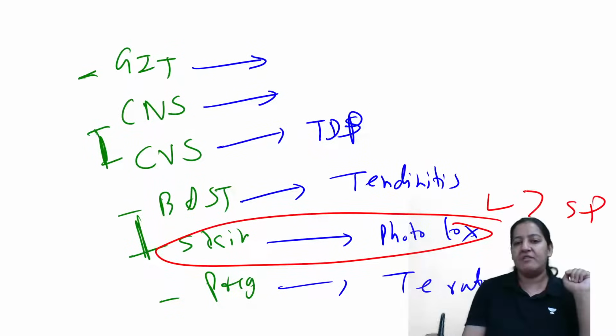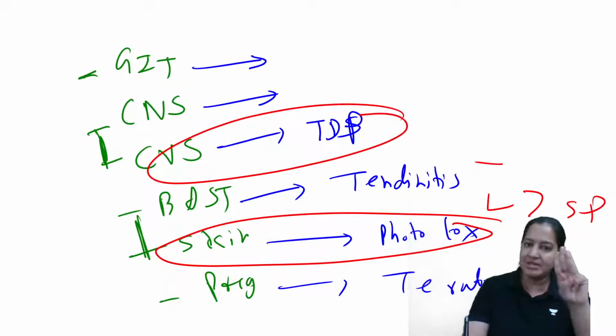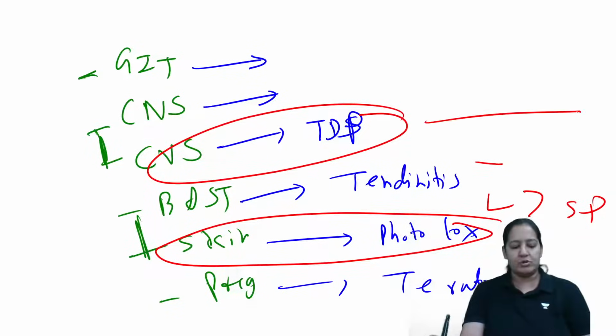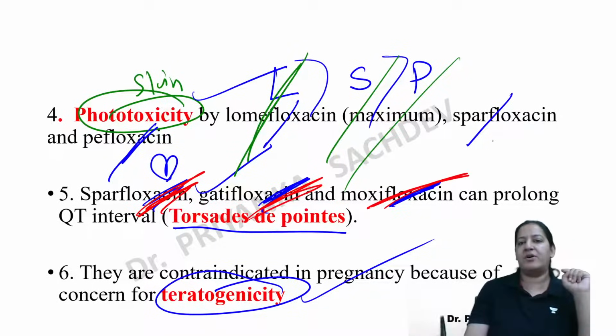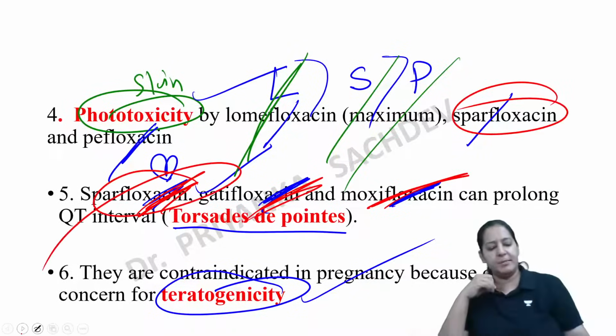The mnemonic is LSP. वैसे तो torcidus D pointers की भी तीन specific हैं. You should learn that also. Which one? It is Sparflox, Gattiflox, and Moxiflox. Sparflox is common in both. Right? Give me a thumbs up.